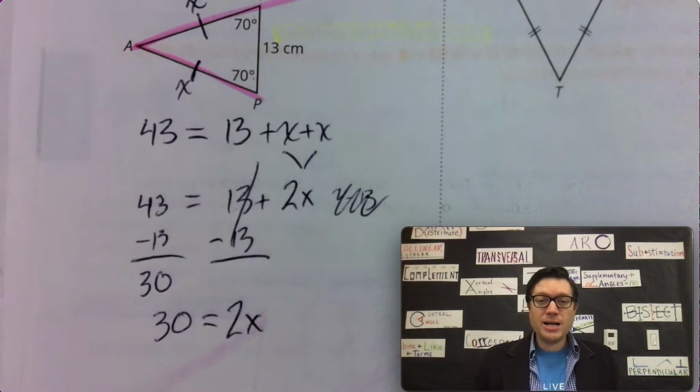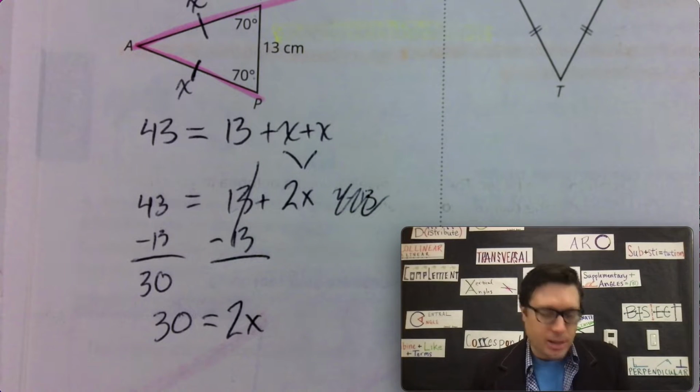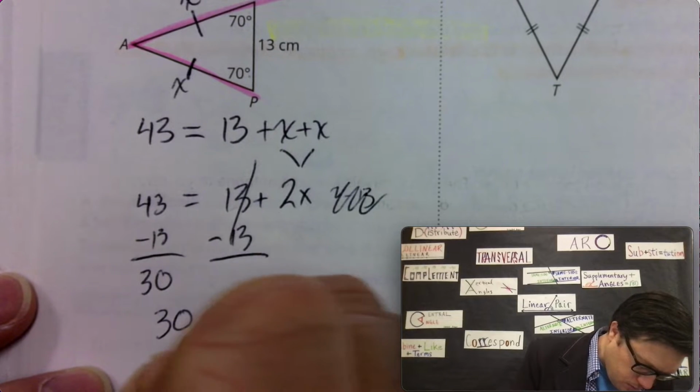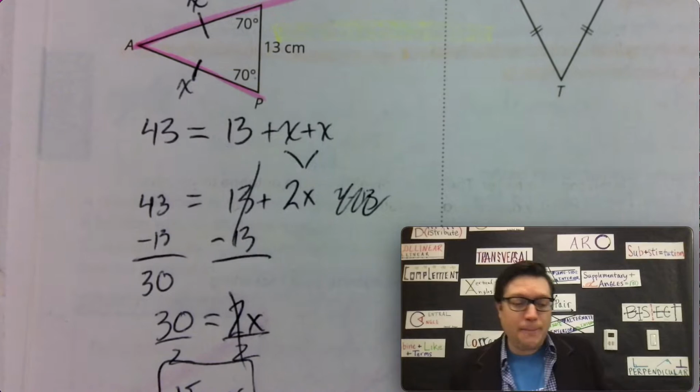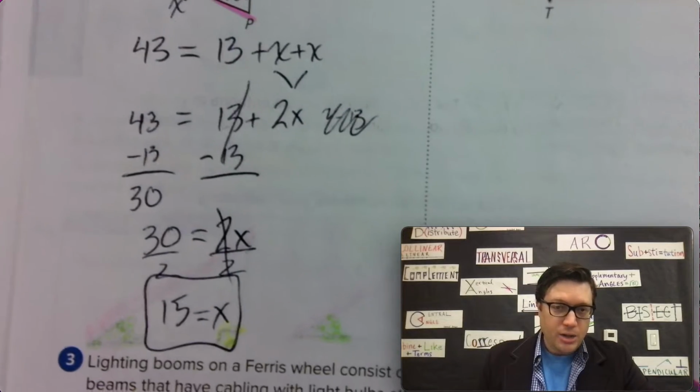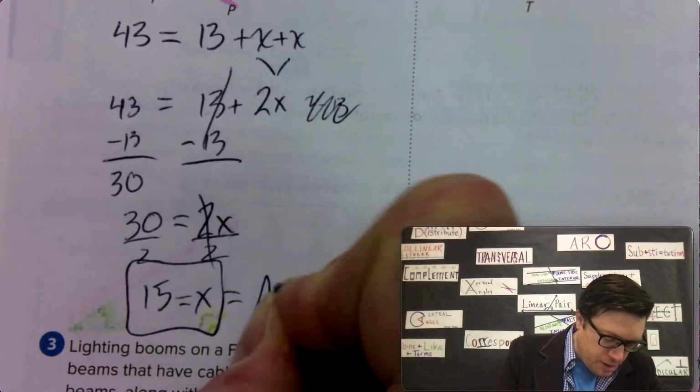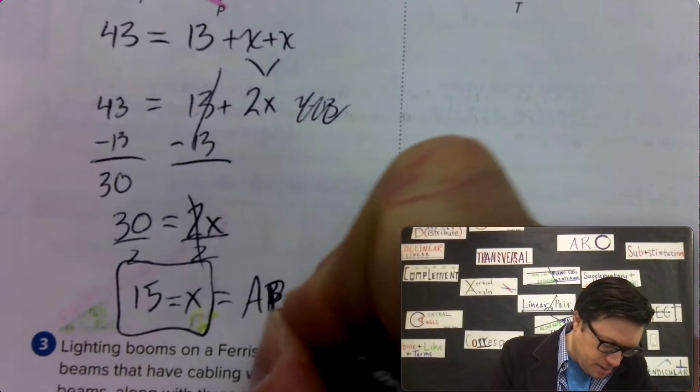In order to solve for x, there's still a 2 that's involved. We have to divide by 2. 15. That's how long AP is. We can say this is the measurement of AP.